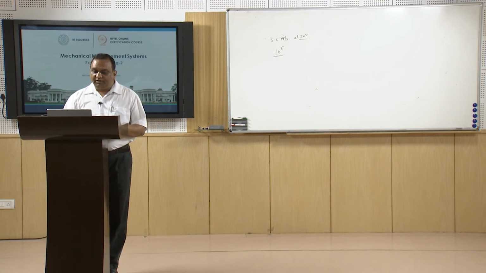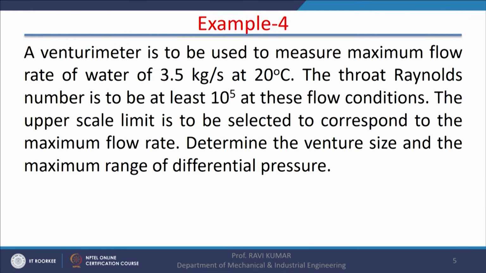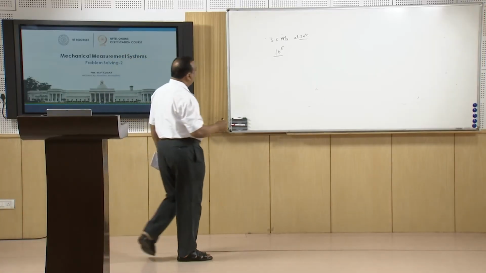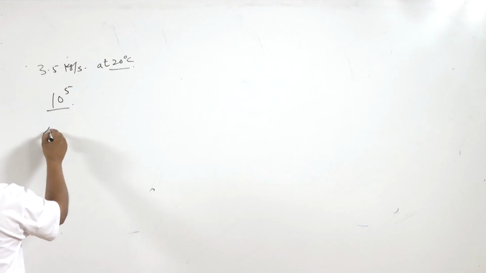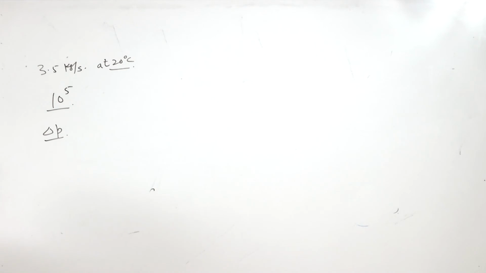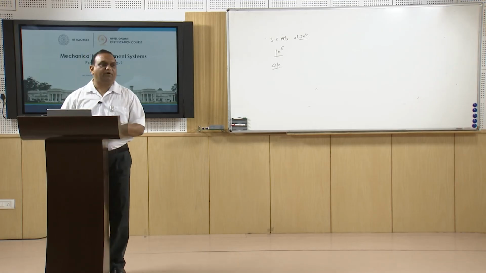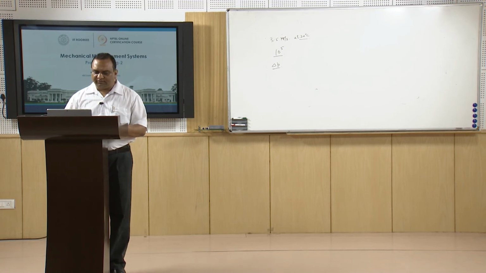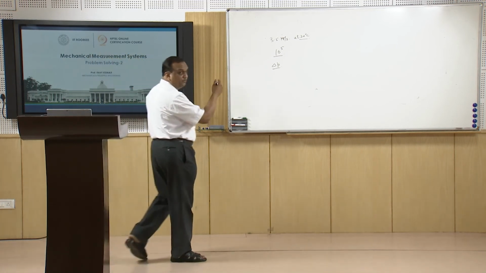The upper scale limit is to be selected corresponding to the maximum flow rate. Determine the venturi size and the maximum range of differential pressure. So, venturi size and the maximum range for differential pressure. It is a little design problem. It's not totally numerical, because here some information is required.